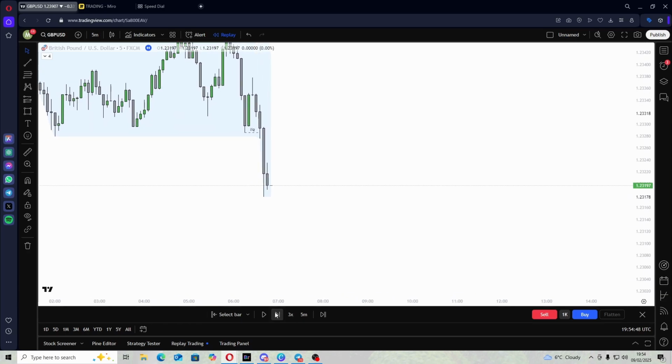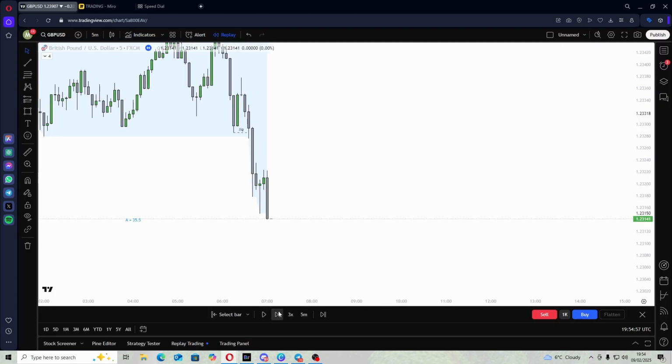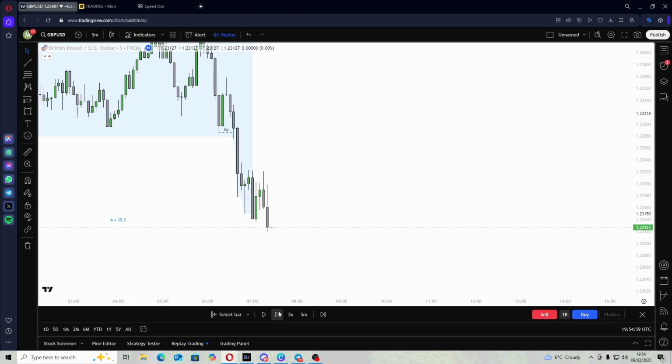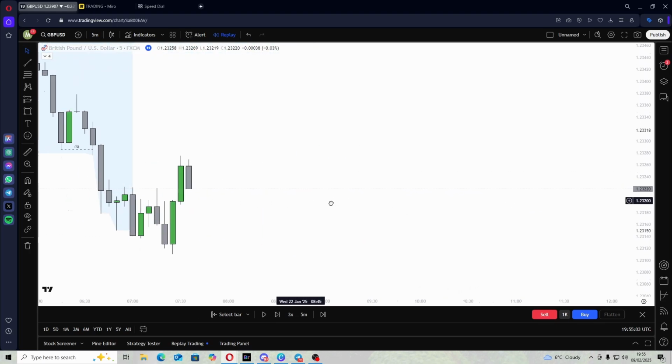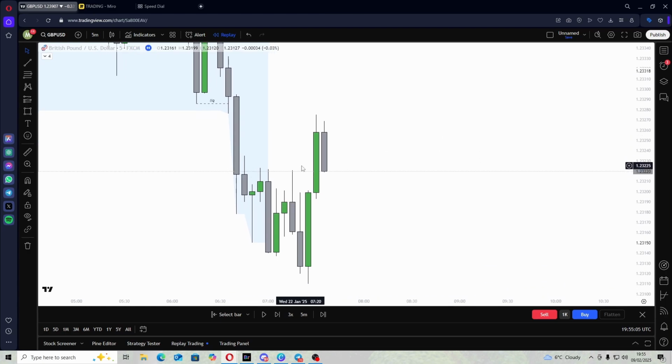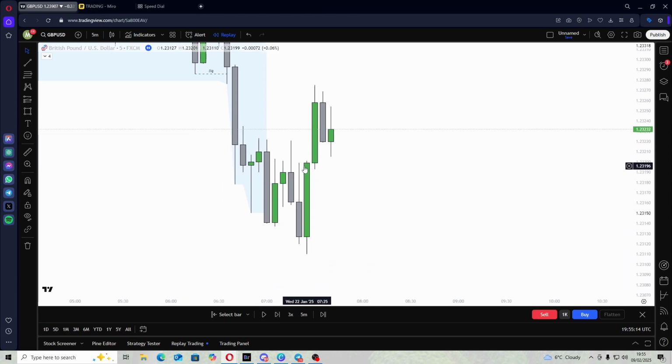Now what we're doing is waiting for a market structure shift, which is finding a breakage of structure where fractional highs and lows have been swept, right? So if I play price forward more, we're going to be waiting for a market structure shift. You could probably say, oh, this is actually a market structure shift right here, but I'm going to tell you it's not very valid, okay? Because it does not actually have a fair value gap.